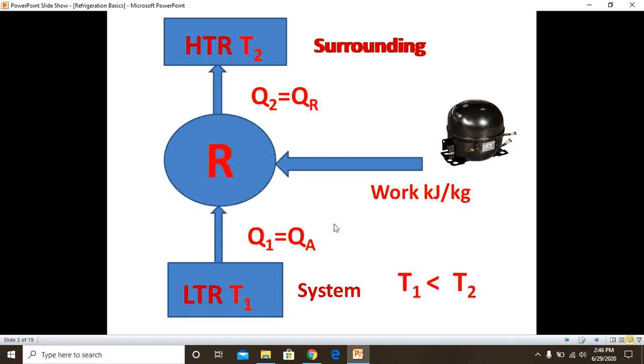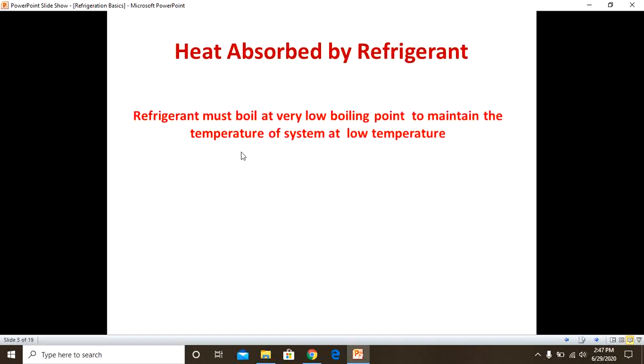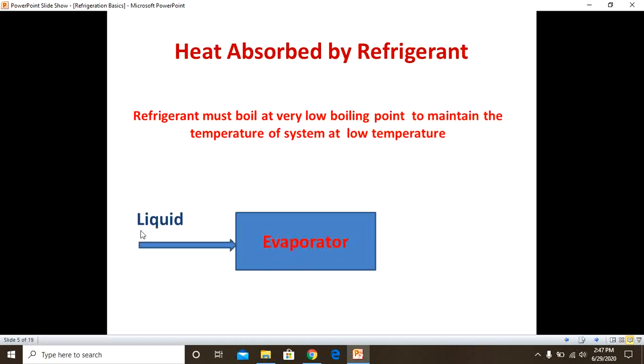The temperature here will be maintained lower than the surrounding temperature. Heat is absorbed by the refrigerant. The refrigerant must boil at a very low temperature to maintain the temperature of the system at a low temperature. The evaporator is used in your refrigerator freezing compartment, where you supply the liquid refrigerant that should be boiled into vapor, and moreover that should be boiled at a very low temperature, then only you can use that.